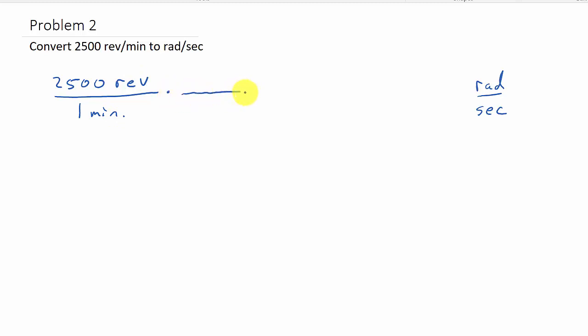So I need to cancel the revolutions out of the numerator here. So I know that one revolution is what? Is 2 pi radians. Just remember, if you make a circle, one revolution is all the way around. That's one revolution, which is 360 degrees, or if we put the degrees into radians, that's 2 pi radians.